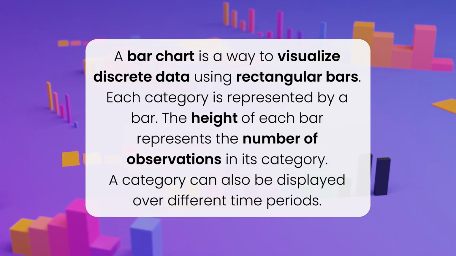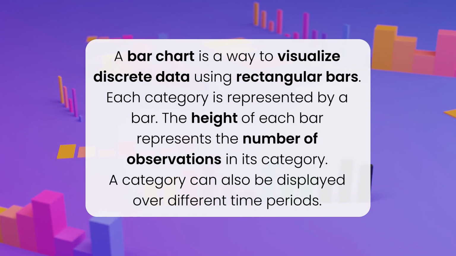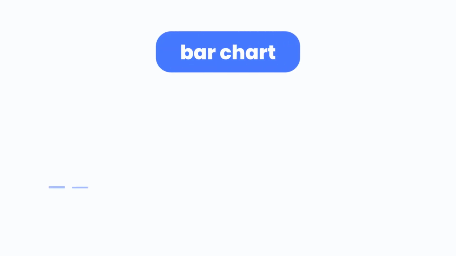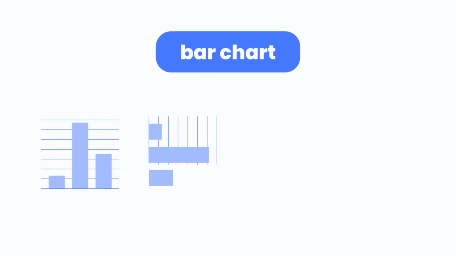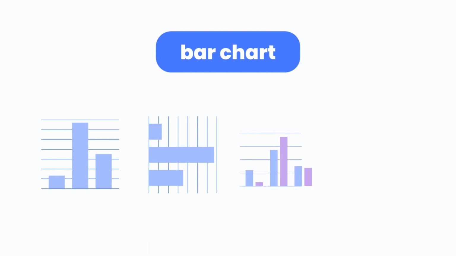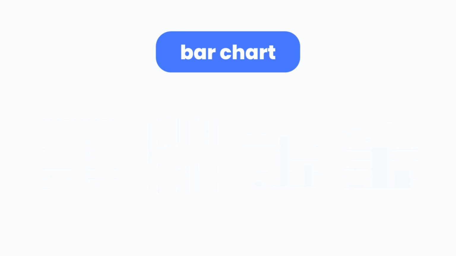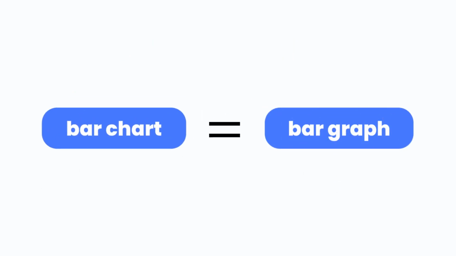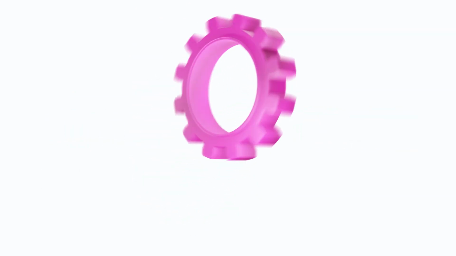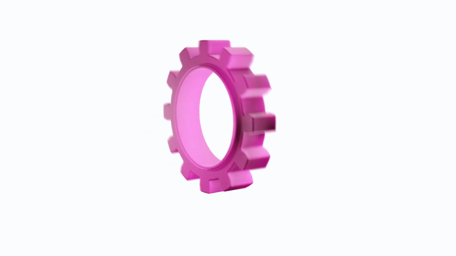A category can also be displayed over different time periods. A bar chart can be vertical, horizontal, grouped, or stacked. Another name for a bar chart is a bar graph. Let's look at an example to understand this better.